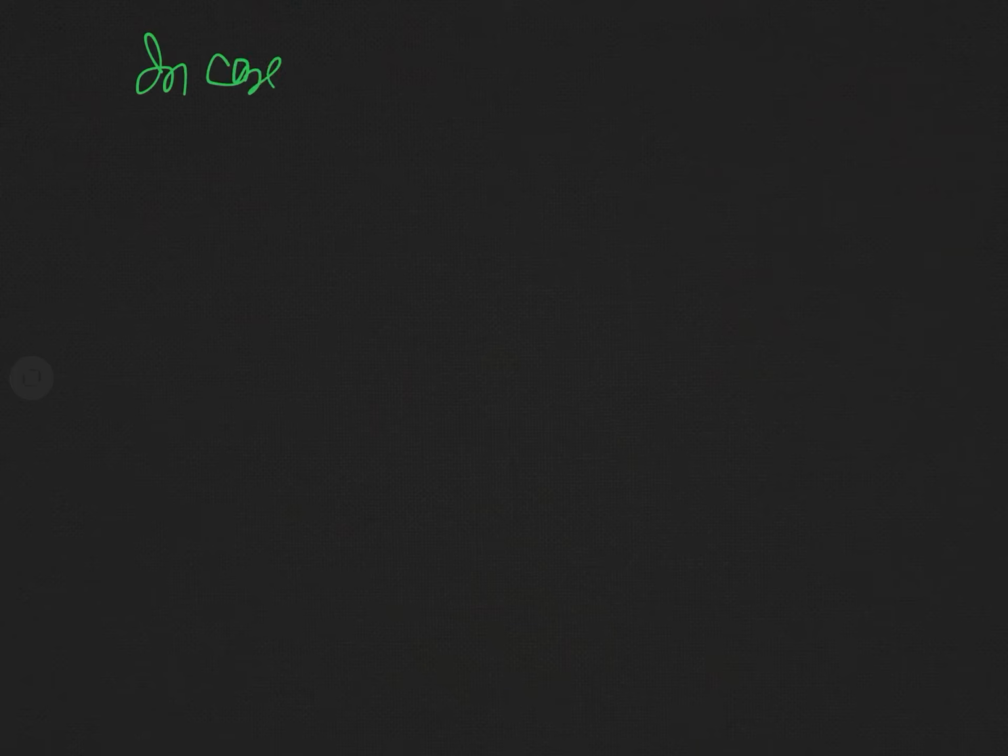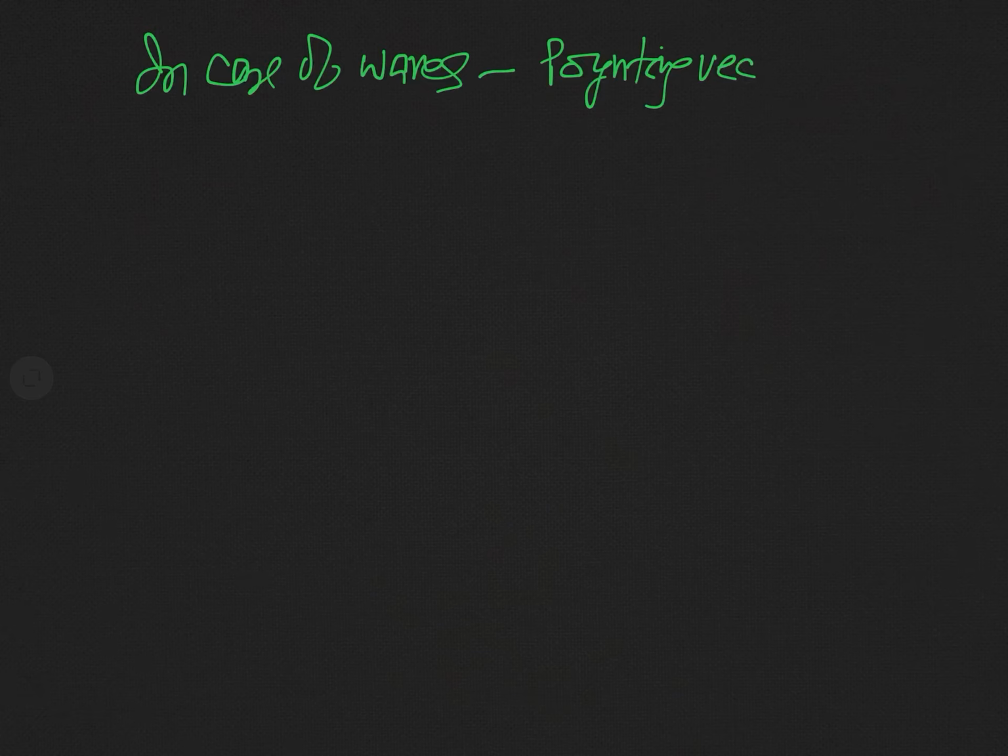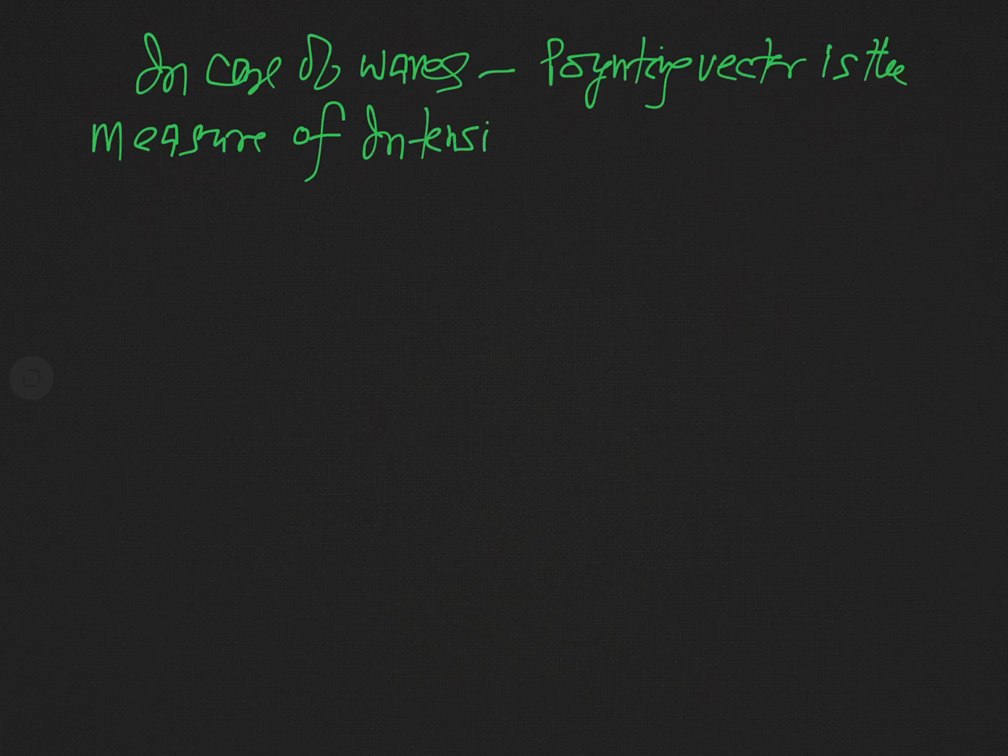So you can say, in case of waves, the Poynting vector is the measure of intensity of wave. So this is its first significance.